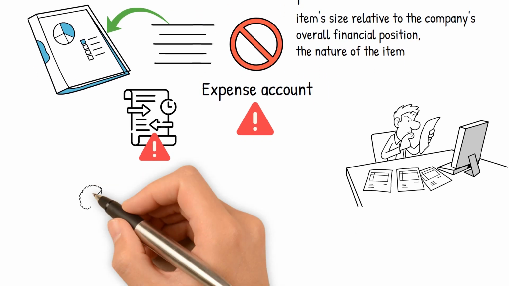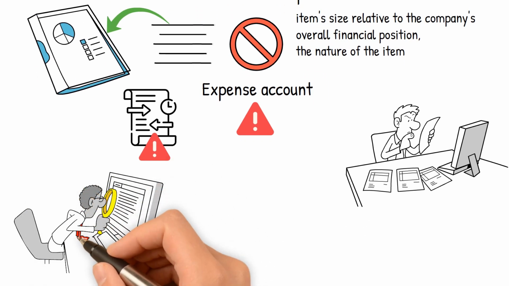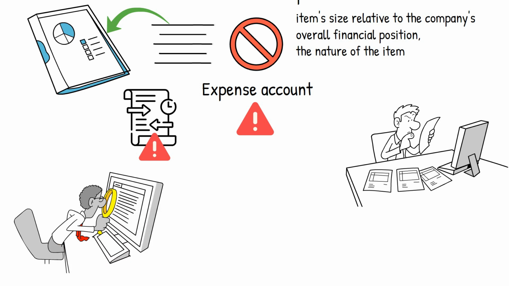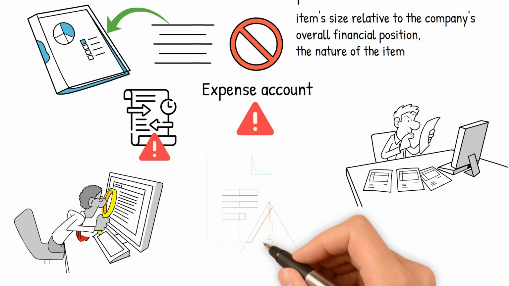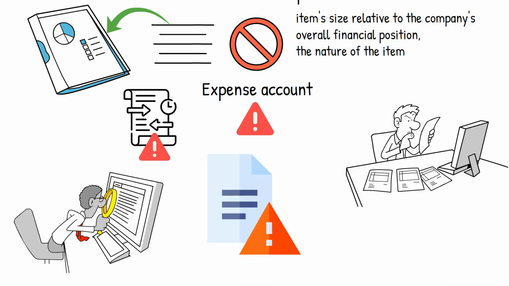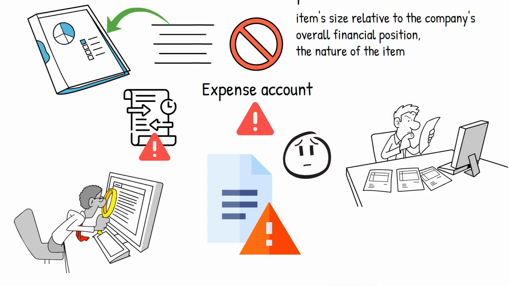The materiality constraint is essential because it helps ensure that financial statements are relevant, reliable, and useful for decision-making. It also helps prevent companies from burdening users of financial statements with unnecessary or irrelevant information, making it more challenging to understand and interpret financial results.